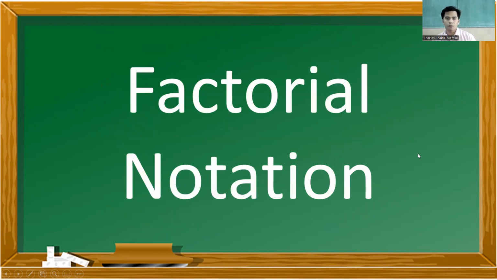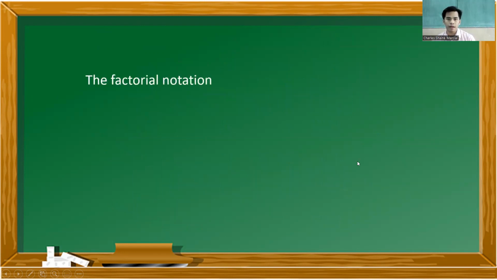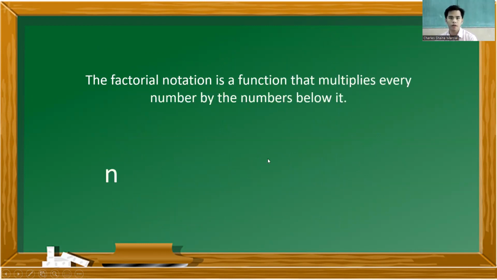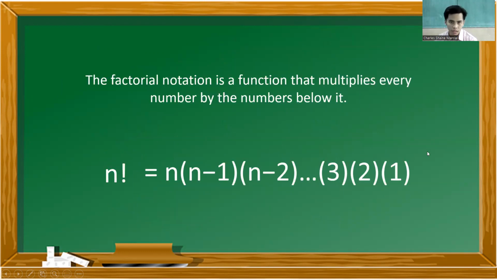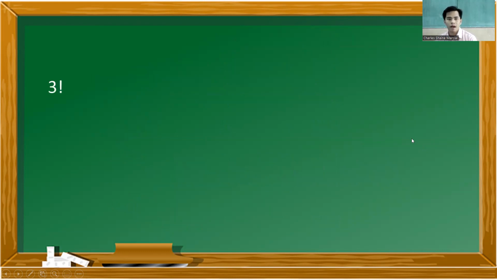All right, so we will use factorial notation in finding the permutation or the arrangement of an object. So the factorial notation is a function that multiplies every number by the number below it. Okay? So for example, we have 3 factorial. Ang gagawin lang natin is i-multiply natin yung number below it. So we have 3. Ano yung mababang number sa kanya? We have 2 and 1. So we will just multiply 3 times 2 times 1, and that is equal to 6.